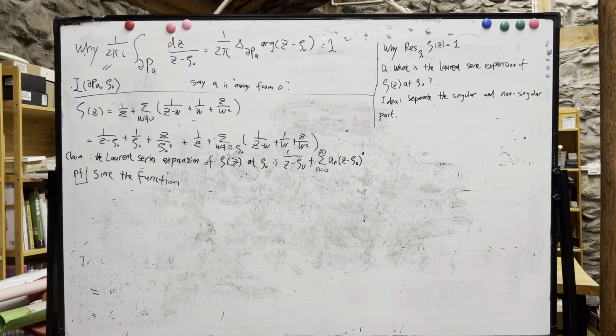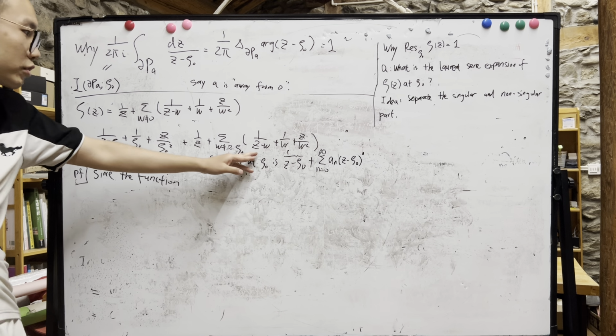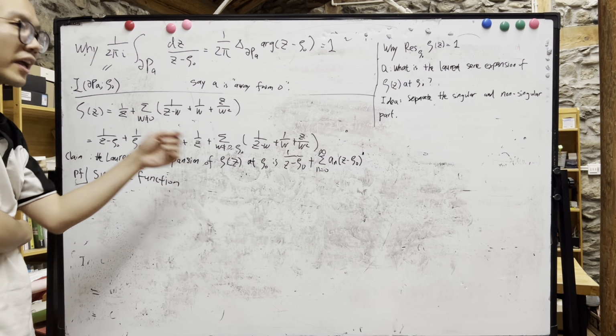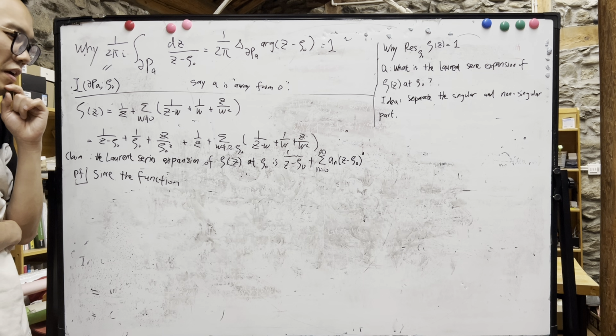So what is the convergence? The convergence is guaranteed by the absolute summability because, except for finitely many terms, the tails behave like 1 over z cubed or something like that, which is converging.